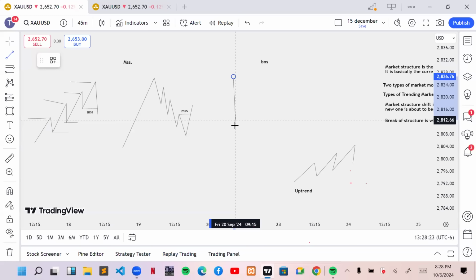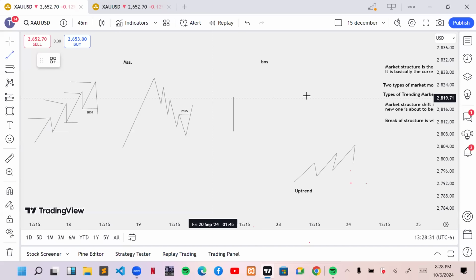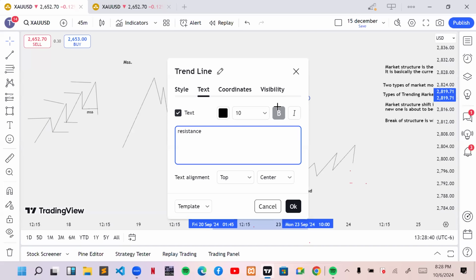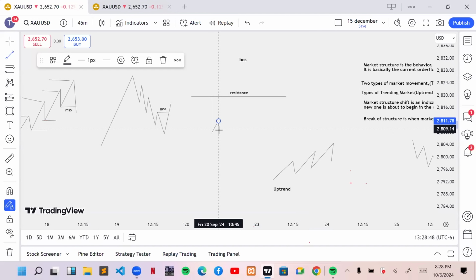Let's say this is a resistance level in the market. This is a resistance zone, so I'll mark that with resistance. And then price happened to be on an uptrend, which is the market making a series of higher highs and higher lows, higher highs and higher lows. Then something like this will happen.